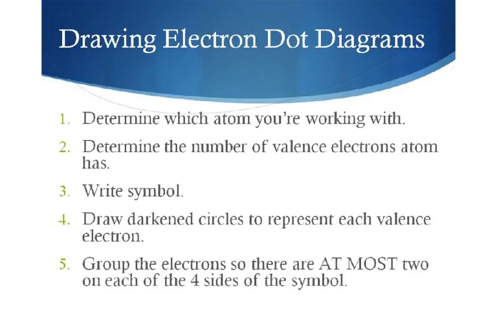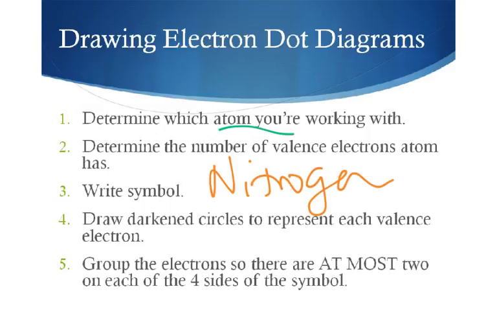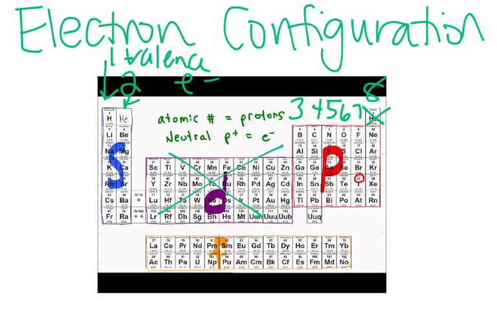Alright, so the first thing that we did in this unit was to draw electron dot diagrams. So when you're asked to draw an electron dot diagram, the first thing you've got to do is figure out what atom you're working with. So if I ask you to draw the electron dot diagram of nitrogen, let's say, you have to not only figure out what atom you're working with, but tell me the number of valence electrons. Well, if we go back to this first slide, nitrogen has 5 valence electrons.